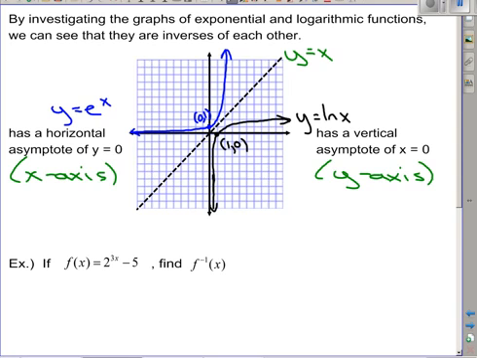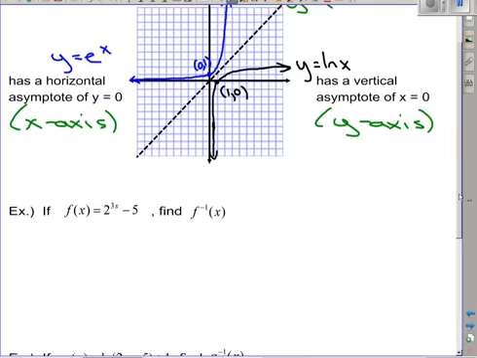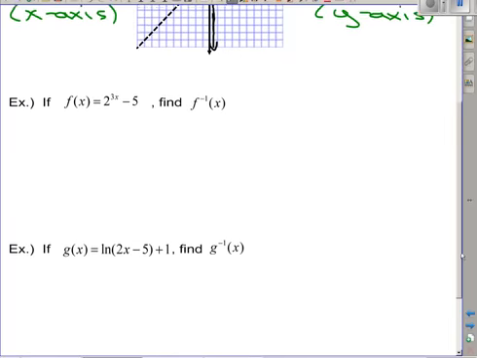Y equals e to the x has a horizontal asymptote at y equals 0, so it never crosses the x-axis. Y equals ln x has that vertical asymptote at x equals 0, which is the y-axis. And you can see, just tilt your head to the side, they're mirror images of each other through this line y equals x. We can use that property in finding inverses for exponential functions.